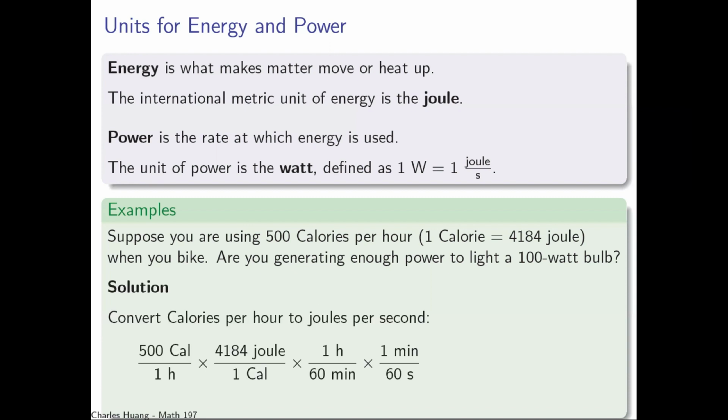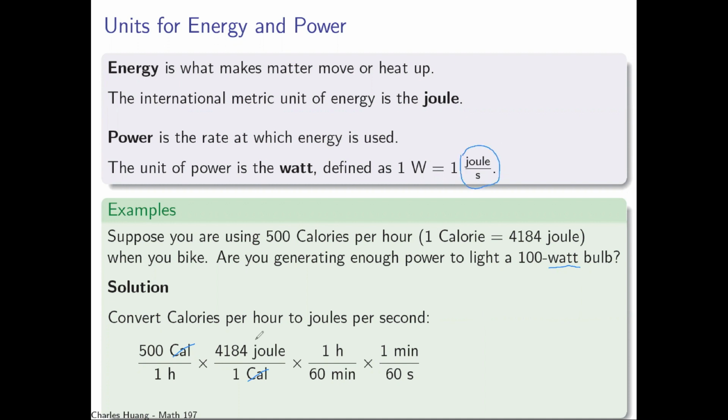So what we want to do is first, let's change the 500 calories per hour into joules. And because I start with 500 calories per hour, I want to put joules on the top and calories on the bottom. This way, this allows us to remove the calories. Now, eventually, we want to get to watts because we want to compare the answer to a 100-watt light bulb. So eventually, we want to get to joules per second. That's what we want to get to.